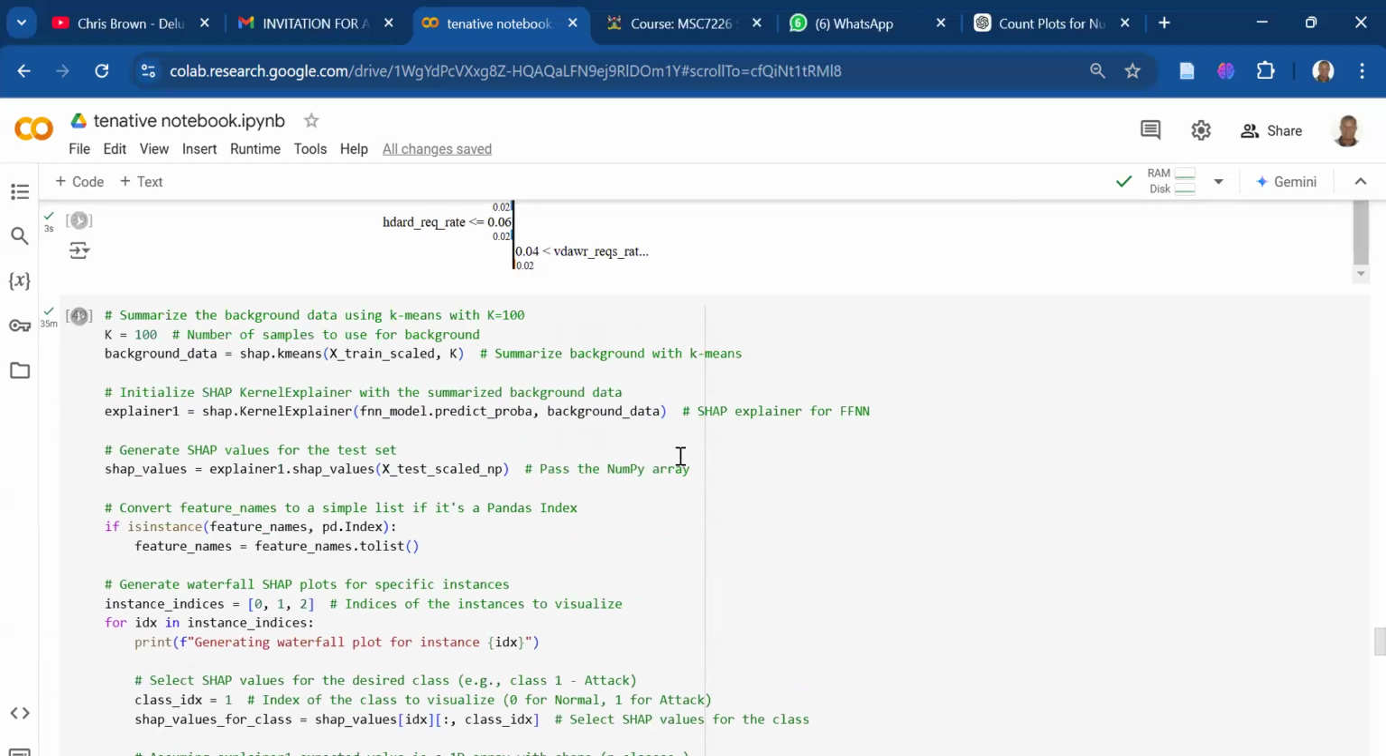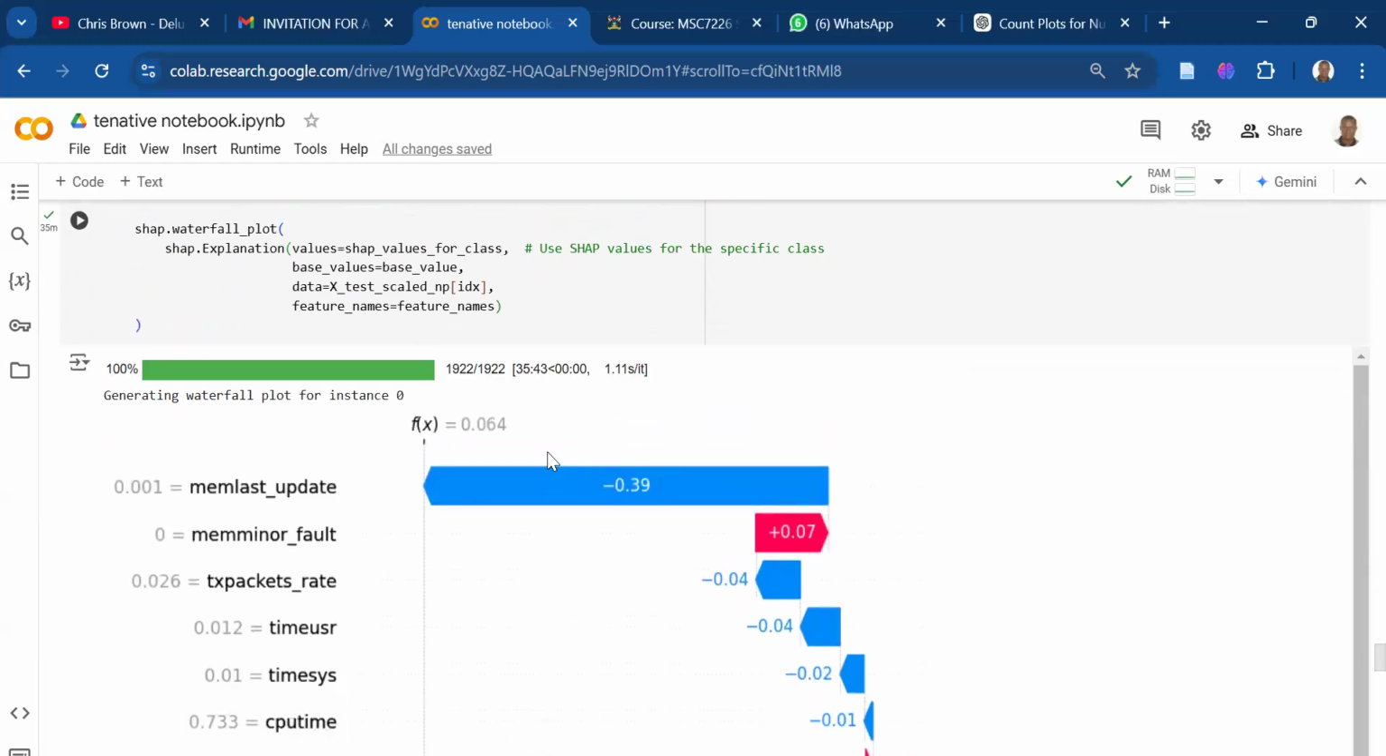As you can see, the SHAP waterfall interpretation plots help us identify the features that are most relevant for model prediction. For example, this is a waterfall plot for instance 0. The most important feature is the last memory update. Then the second feature is TX packets.